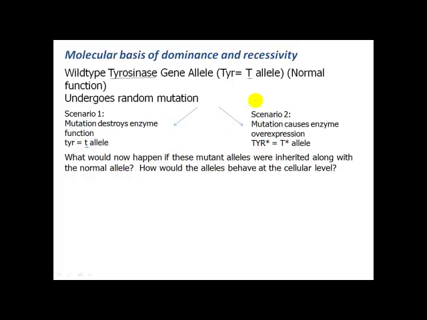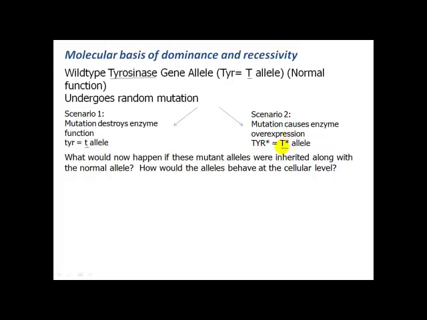In some other individual out there in the population, maybe we have, under a second scenario, a mutation occurs that causes the enzyme to be overexpressed or to be overly active. So overexpression or hyperactivation of this enzyme, maybe by causing too much of the enzyme to be present. So disruption in the regulation of transcription so that we get too much expressed. So let's say that mutant allele of this gene we're going to represent by a capital T with an asterisk. So this is the hyperactivated allele of the tyrosinase gene.